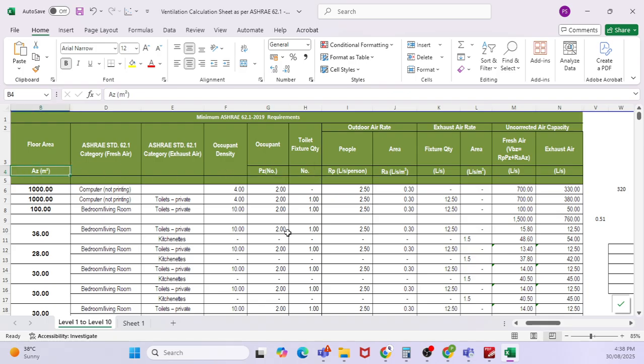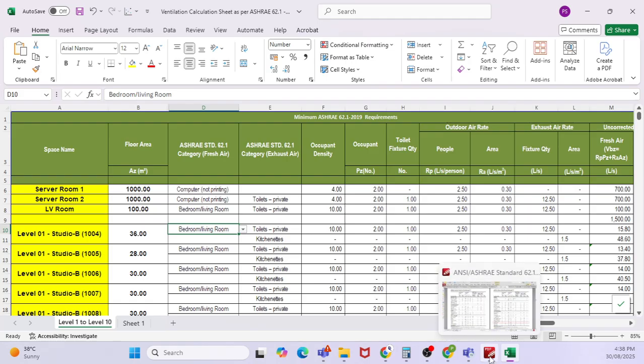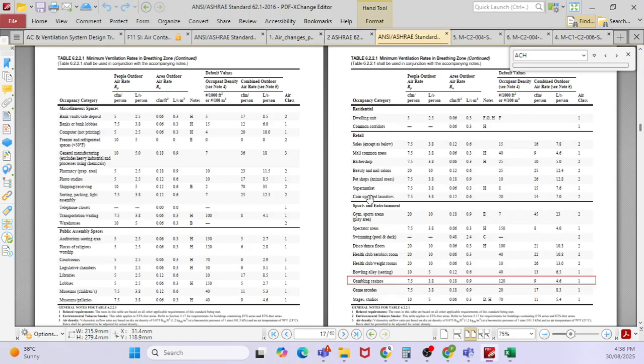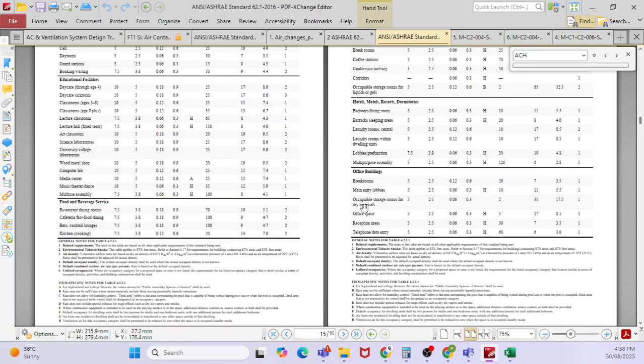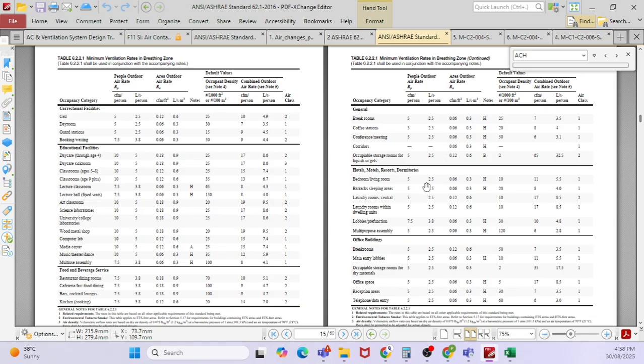Okay, so if you go to one of the spaces, say for example, I have a studio, a bedroom, a living room. Based on this, how much fresh air? If I go to ASHRAE, it will tell you that for bedroom, living room, what is the fresh air you have to provide per person? 2.5 liter per second per person, and for area you have to provide 0.3 liter per second per meter square.